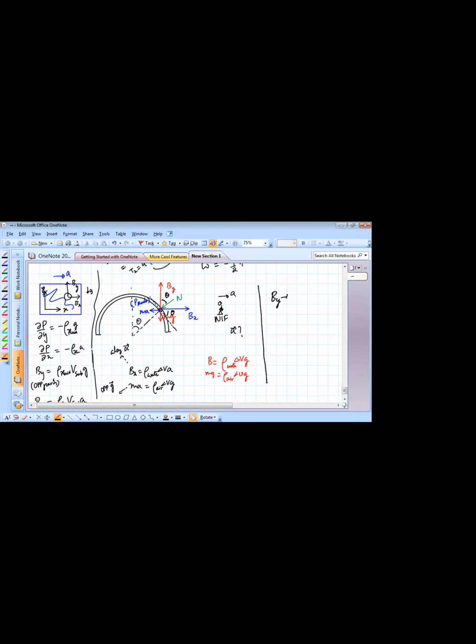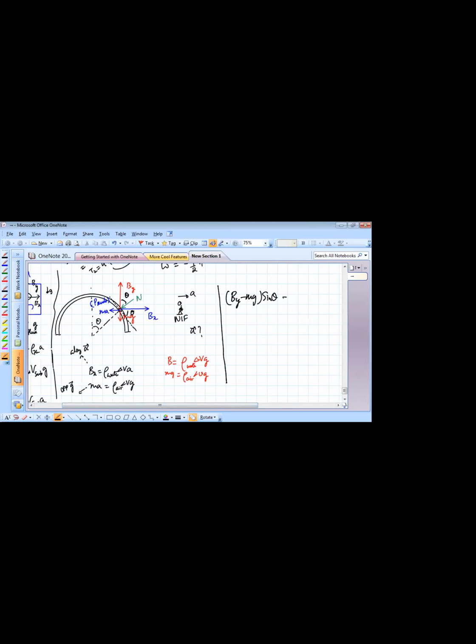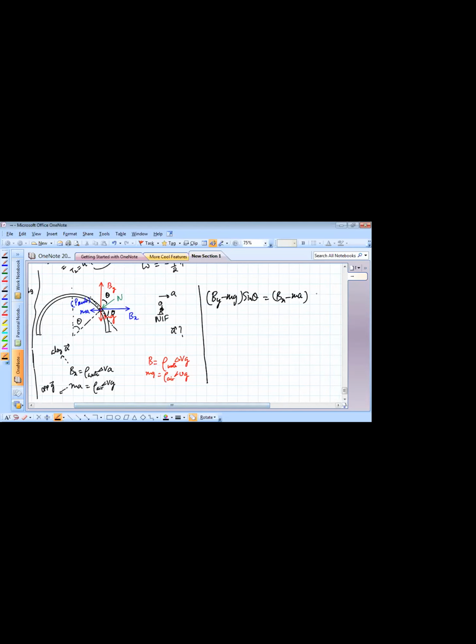buoyancy's vertical component minus mg. So that's along this direction. So its component along the tangent will become sine theta. Should be balanced by buoyancy's x component minus pseudo force. That is a net force towards the positive x-axis. That's one component along the tangent, which is positive.